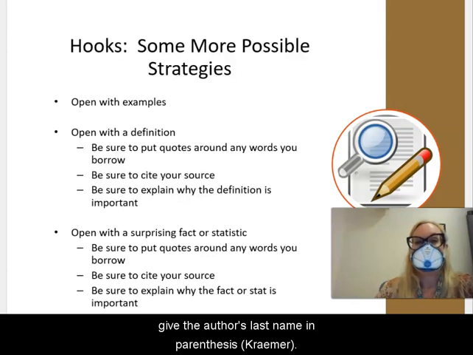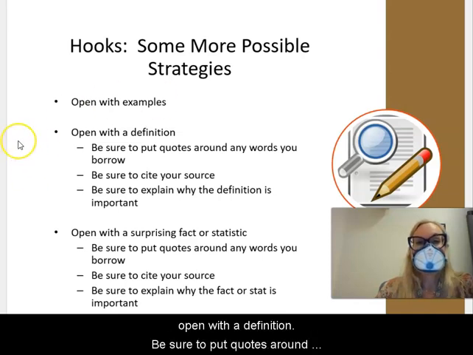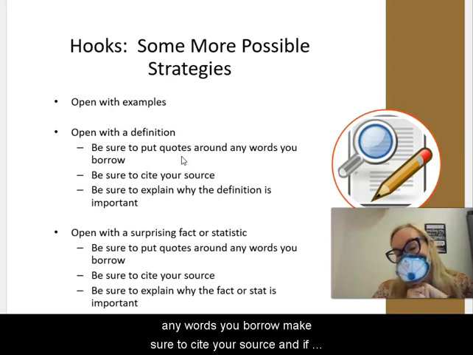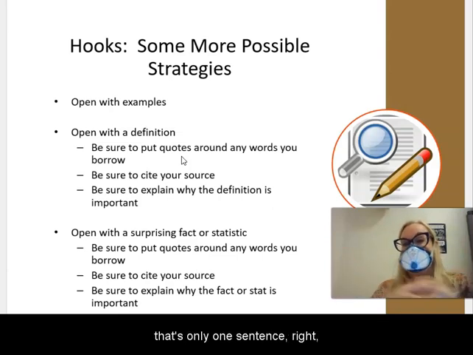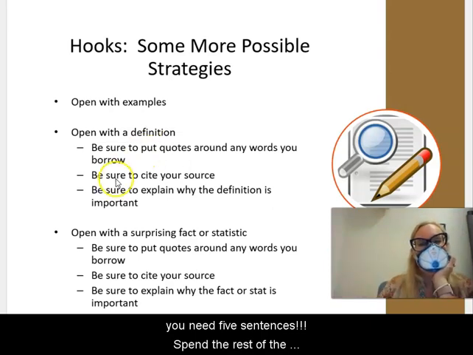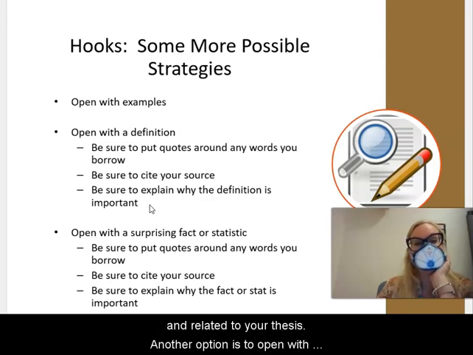Some more possible strategies. Give a list of examples. Another one. Open with a definition. Be sure to put quotes around any words you borrow. Be sure to cite your source. And if that's only 1 sentence, right, you need 5 sentences. Spend the rest of the sentences explaining why that definition is important and related to your thesis.